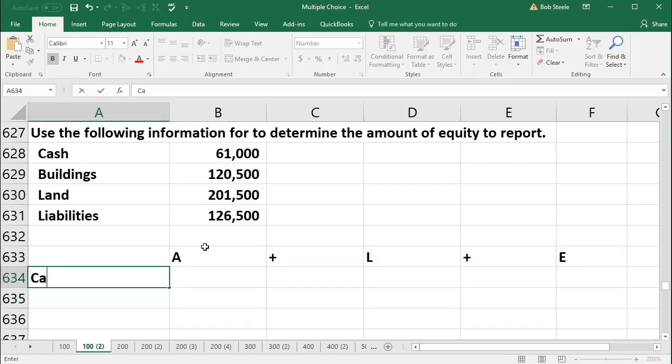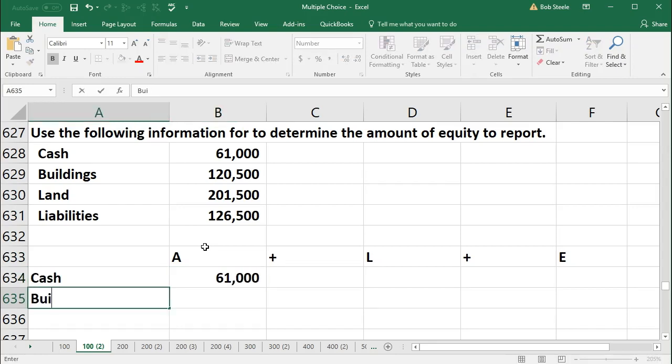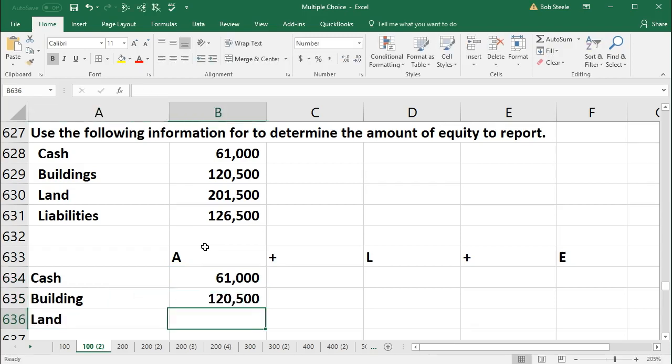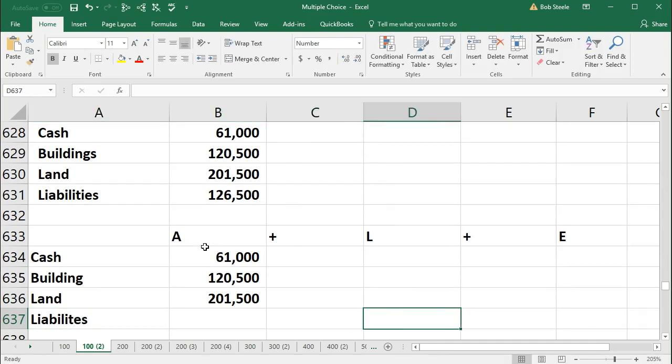We could list them out in this format, saying cash is going to be the $61,000 for the assets section. Building is going to be $125,000 for the assets section, and land, also an asset, at $201,500. The liabilities, they just list out as liabilities, so we can just say that's going to be in the liability portion over here at $126,500.